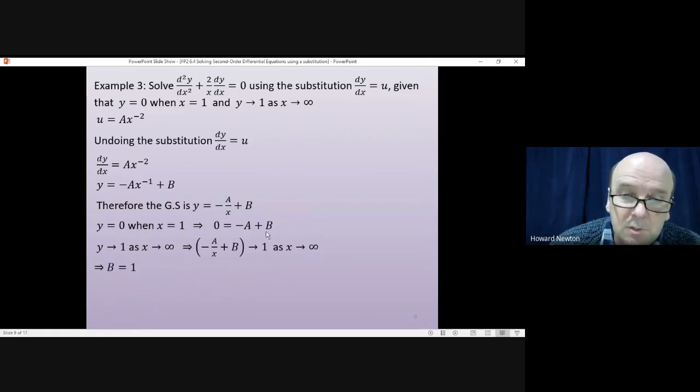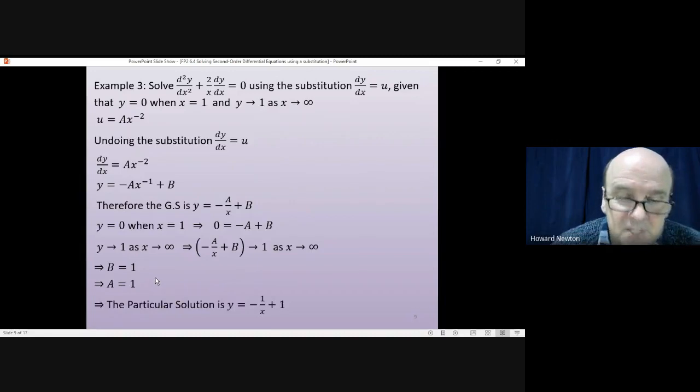Once you've found b equals 1, you can go back to this equation here and find out that a also equals 1, which means that the particular solution is y equals minus 1 over x plus 1.